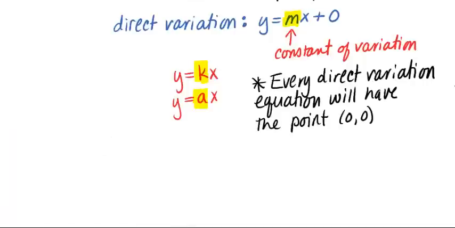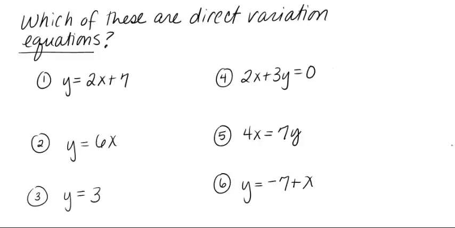So now that we have some ideas about what direct variation looks like, that it has to have the point 0, 0 on it, and that our multiplier, the number in front of the x, is our constant of variation, let's actually look at some equations and decide if they are direct variation or not direct variation. So let's go ahead and decide which one of these equations are direct variation. Go ahead and take a look at them.